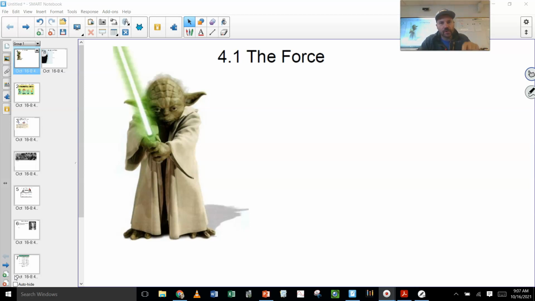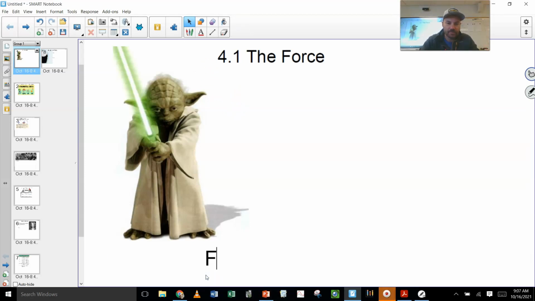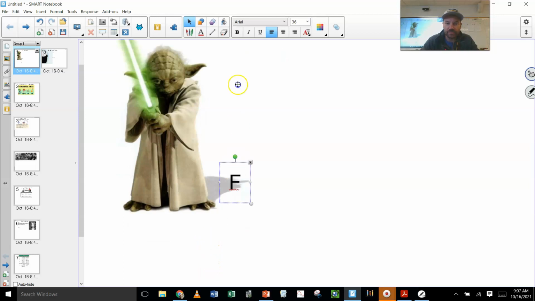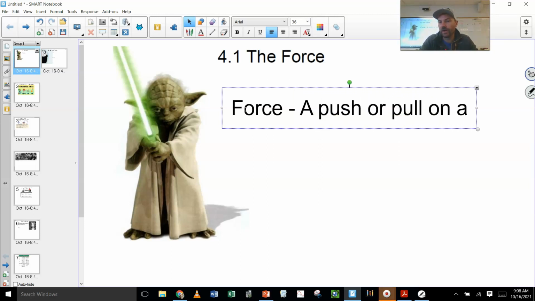And now Chapter 4 is forces. What happens when you push or pull on somebody? And we're going to be talking about, in Chapter 4, forces and how they affect motion. So the first thing we're going to talk about is, what is a force? In simple terms, it's a push or pull on an object.